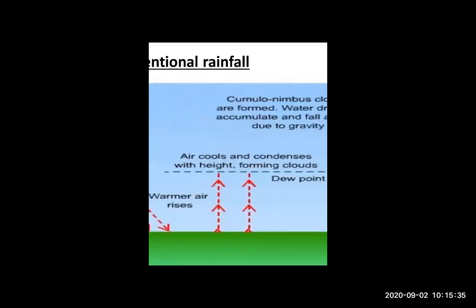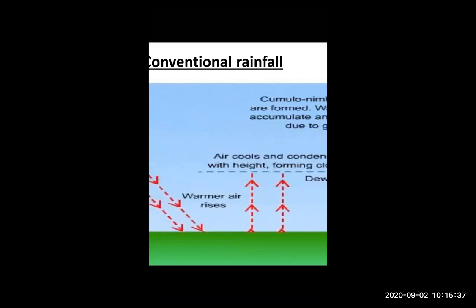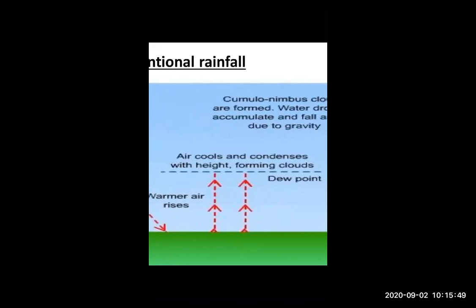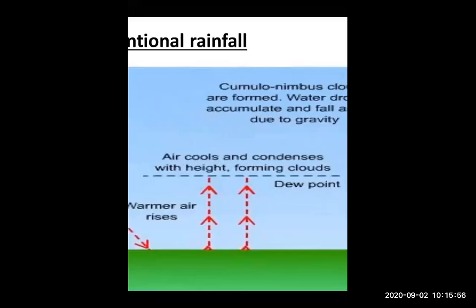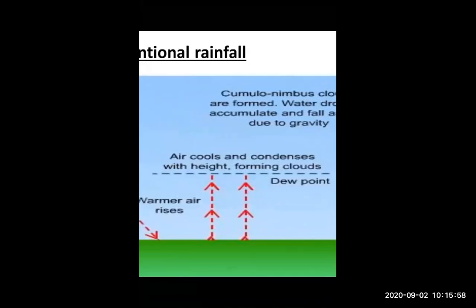Yes, it is about convectional rainfall. Okay, there is one mistake over there. That is not C. So warm air rises, and what happened? When warm air rises, the air cools and condenses with height, forming clouds over there.